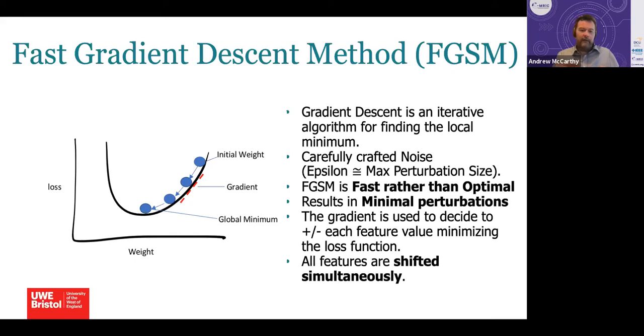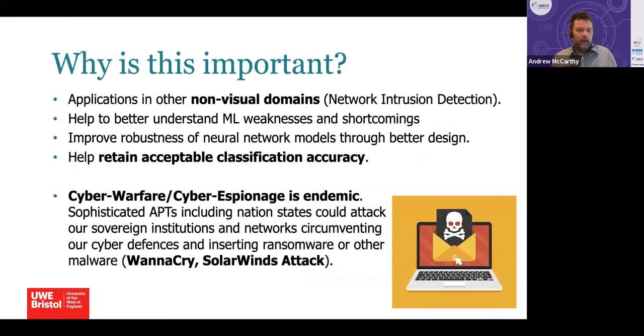So FGSM, as its name suggests, is fast rather than optimal, and it results in minimal perturbations, so really small, almost imperceptible perturbations. The gradient is used to decide whether to increase or decrease each feature, which allows us to minimize this loss function. And then all the features are shifted simultaneously. And then the next slide.